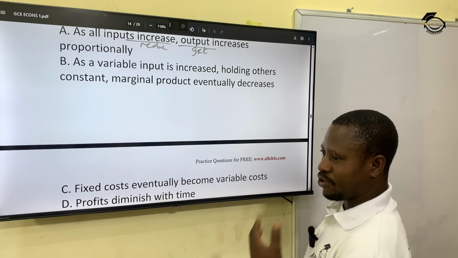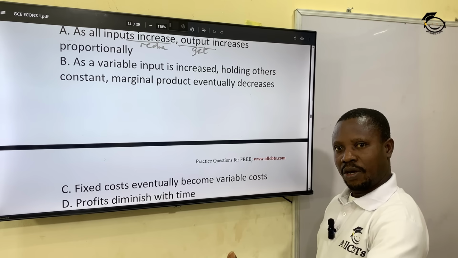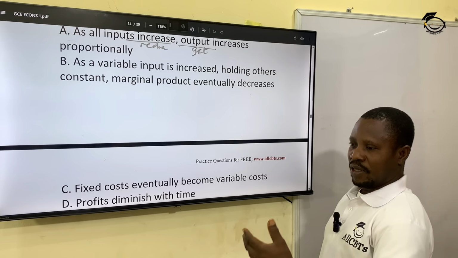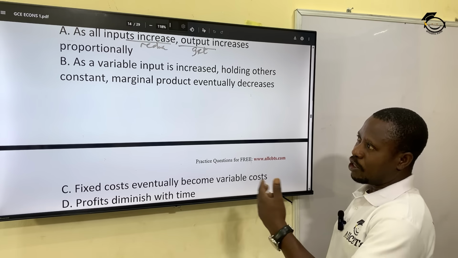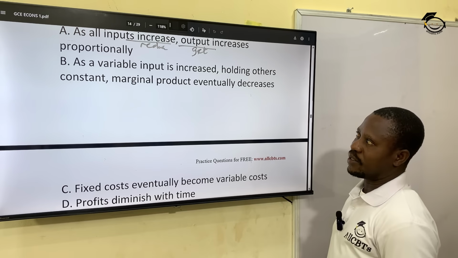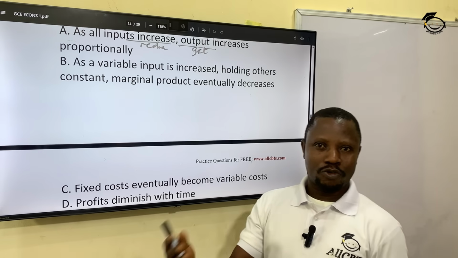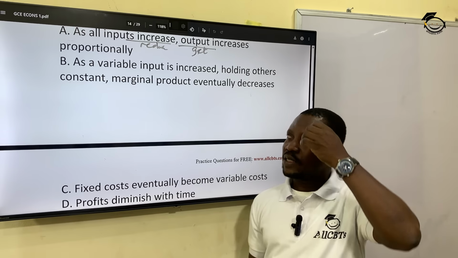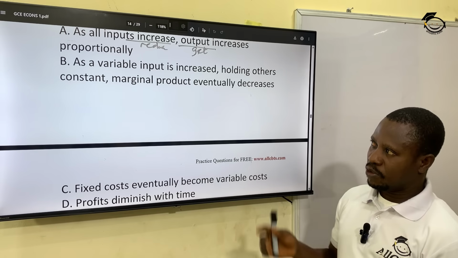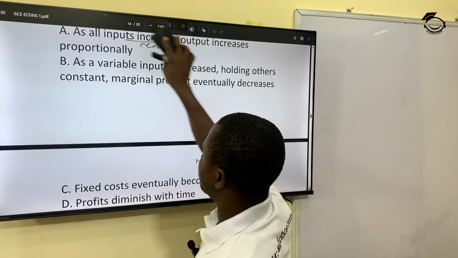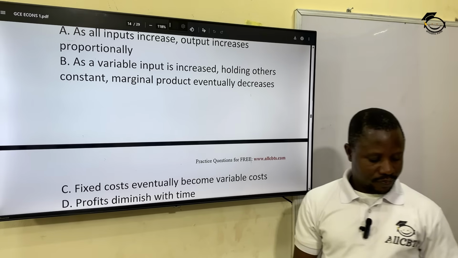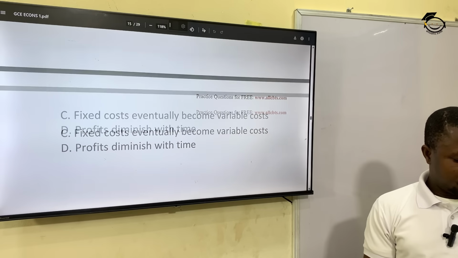As you add more and more variable inputs to your production, your raw materials are increasing. The implication is that if other factors are constant, eventually your marginal product, what you get at the end of the day, may decrease. So option B is interpreting the law of diminishing returns. Very well. Let's see the next question now.